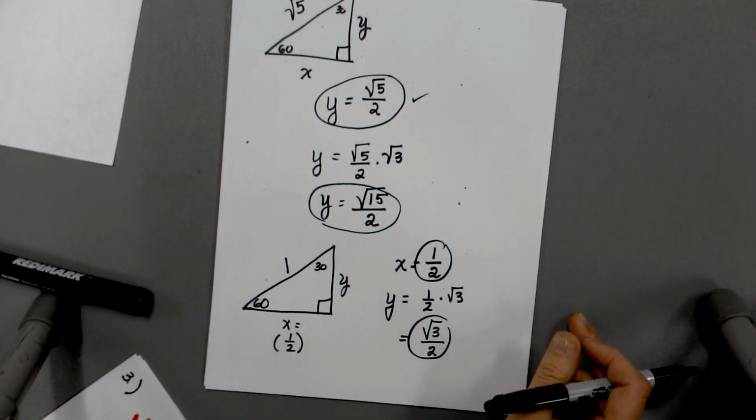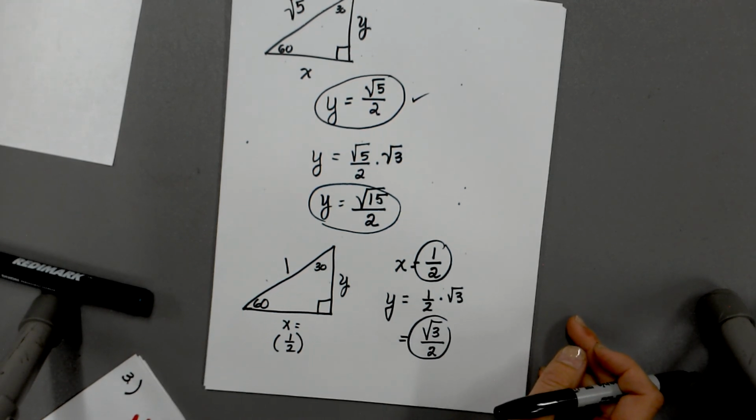So that's it for 30, 60, 90 right triangles. I hope you understand this because we're going to be using this constantly for the next week.